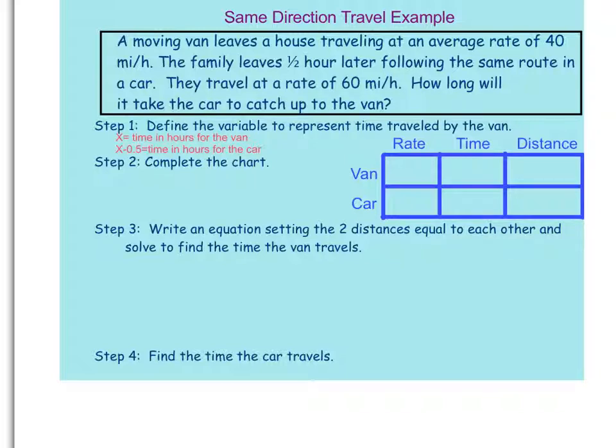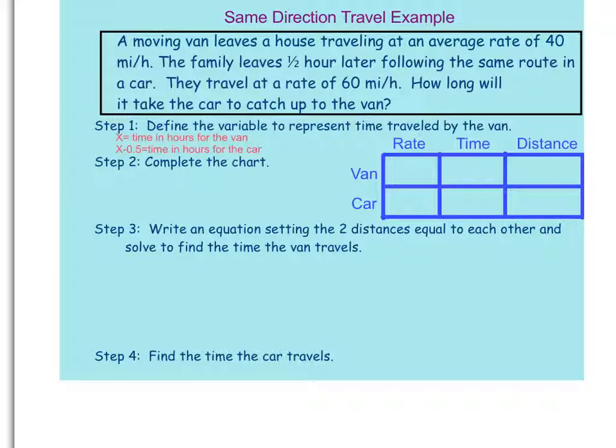So I've already defined my variables in step 1. I have x representing the time in hours that it will take the van to get to the point where the van and the car have caught up to each other. And then I have defined my variable for the car's time as x minus 0.5, or that would be the same as x minus 1/2. And the reason I have x minus 1/2 is because the car is leaving half an hour after the van.